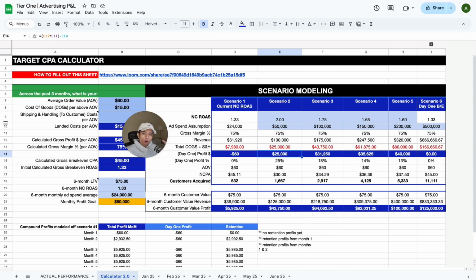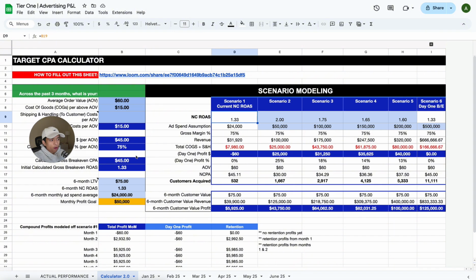All right, so your homework for after watching this video is to download this sheet. It should be linked in the description below, and start messing around with the different scenarios. If you know you want to scale to a certain revenue level, start to input your numbers in this section. Add in your average order value, your cost of goods, your shipping and handling, so you can figure out what your break-even new customer ROAS and break-even CPA are, and then start to forecast scenarios to spend levels that you are thinking of wanting to get to.